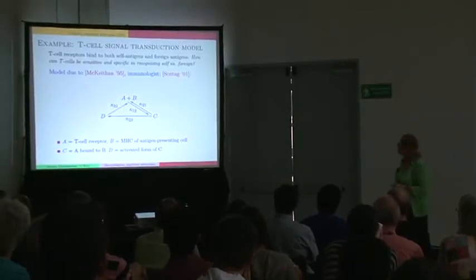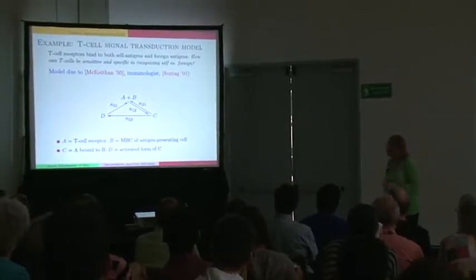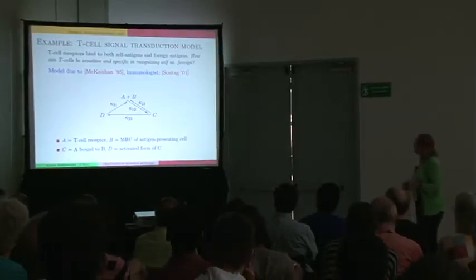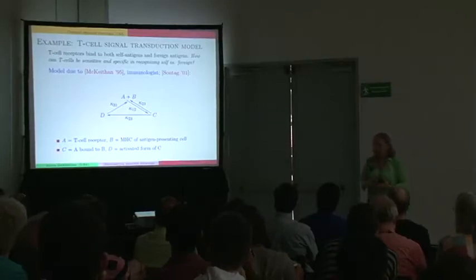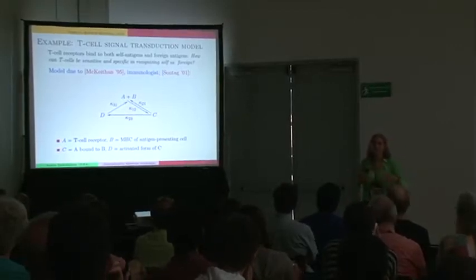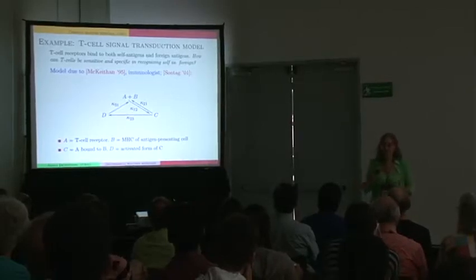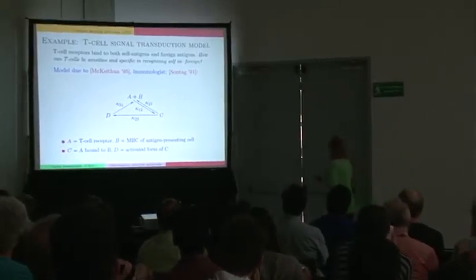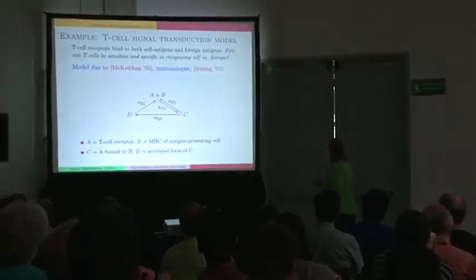This was proposed by McKeithan. It's an important paper in the Proceedings of the National Academy of Sciences of the US in '95. And he was trying to explain something they call kinetic proofreading. There is an incredible fidelity in the transmission of DNA. So he was trying to propose a mathematical model for this. And so this is the simplest case.